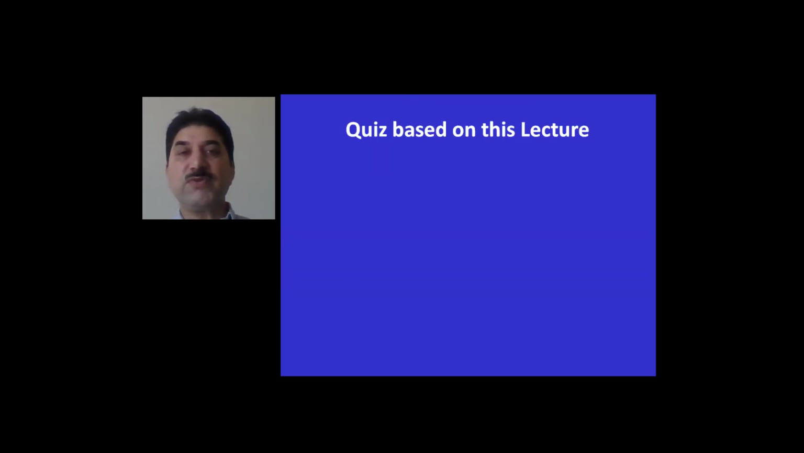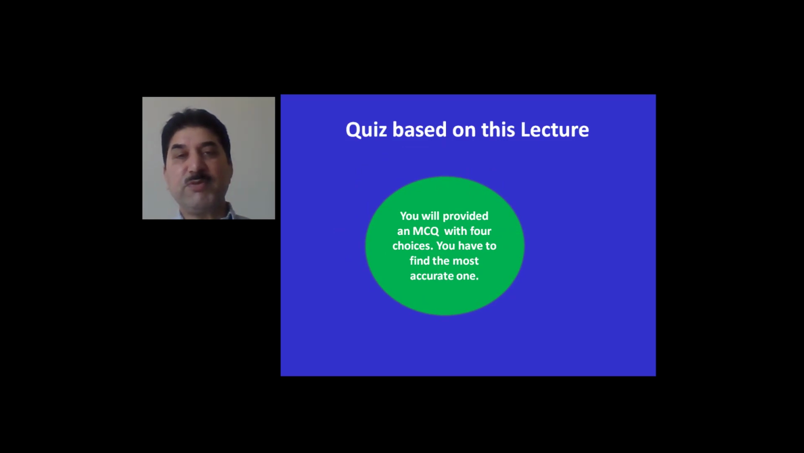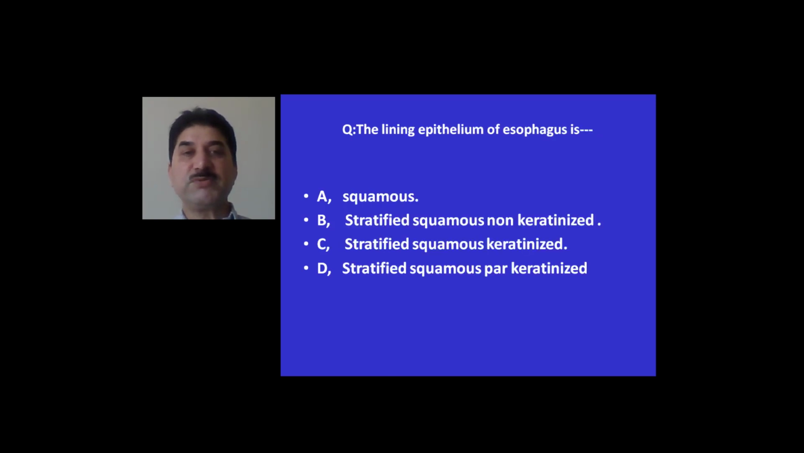Now let us go for a quiz based on this lecture. In this quiz, you will be provided an MCQ with four options. You have to find the most accurate one. Our first question is, the number of basic tissues of our body is 4, 5, 3, 2. 4 is the correct option.